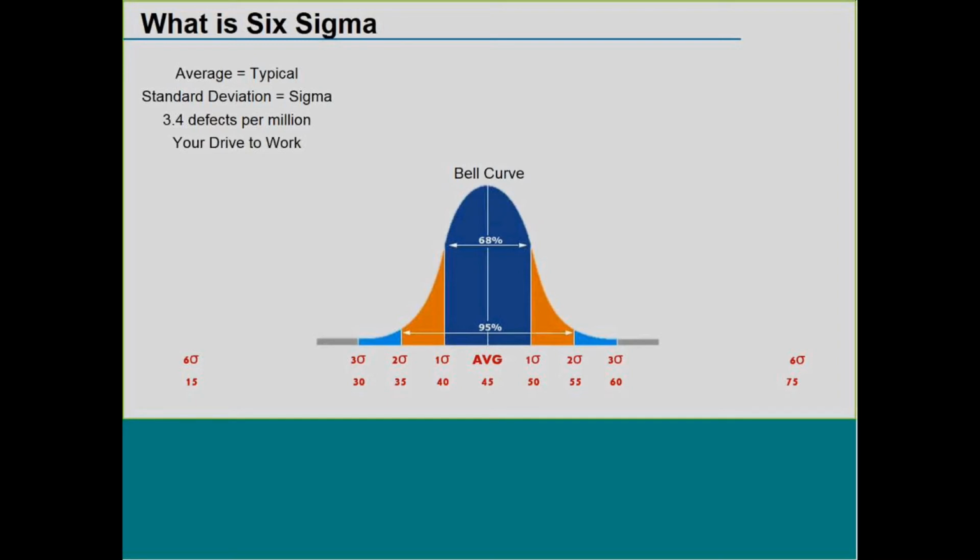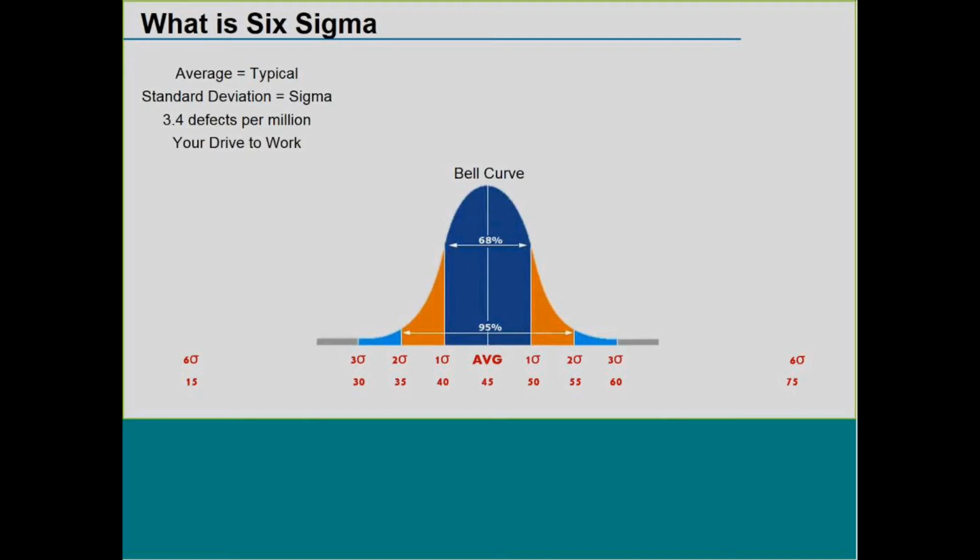Let's expand on that. If on average it takes 45 minutes to drive to work, give or take 5 minutes, what we're saying is 95% of the time you will arrive to work between 35 and 55 minutes, or within 2 standard deviations of your average.